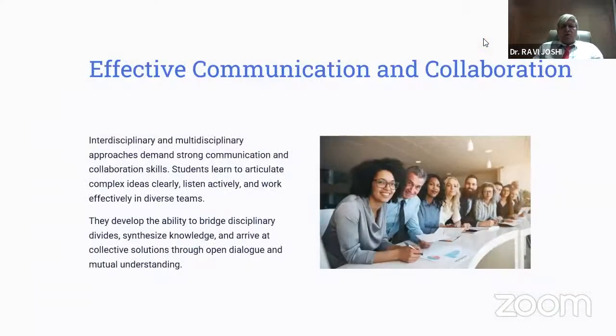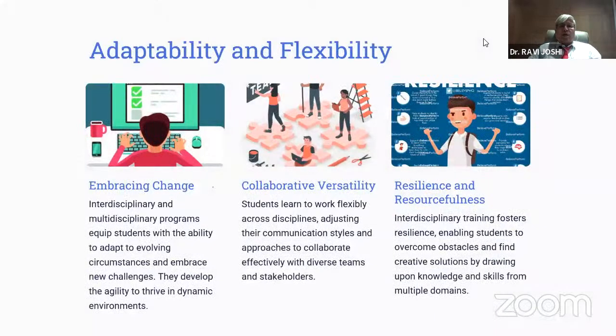Effective communication and collaboration. Why are interdisciplinary and multidisciplinary skills important? Because they promote effective communication and collaboration. Why should we develop interdisciplinary and multidisciplinary skills among the students? So that in tomorrow's world of work, he or she may be an arts graduate, commerce graduate, or science graduate, or any other graduate for that matter, the interdisciplinary skills like effective communication and collaboration will foster his or her ability to work.